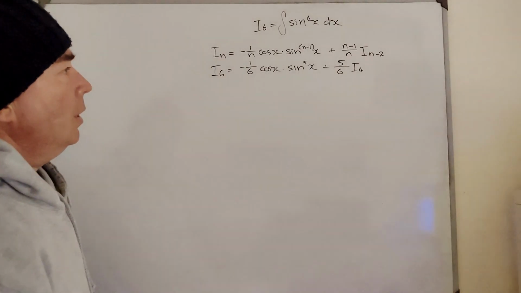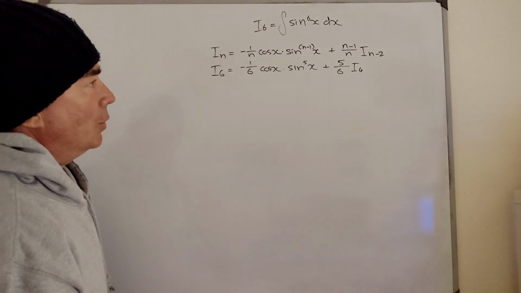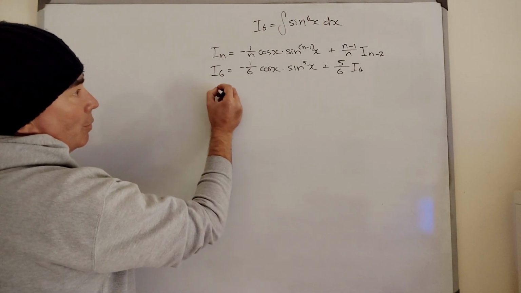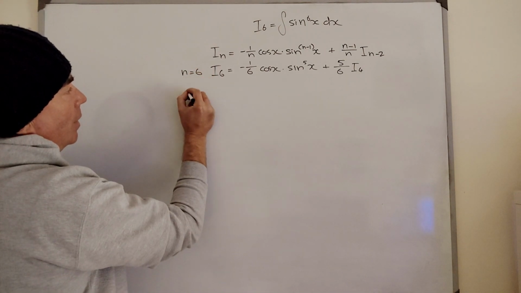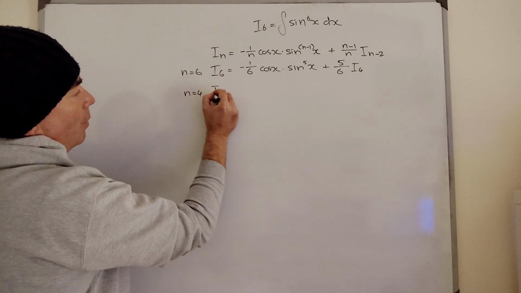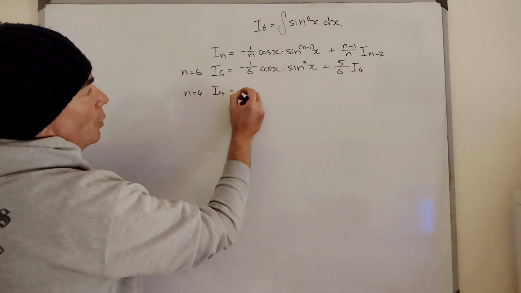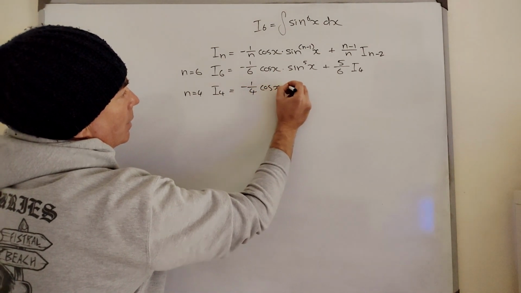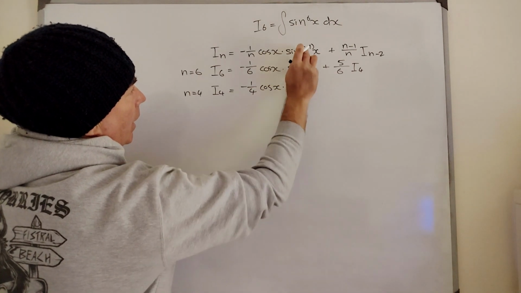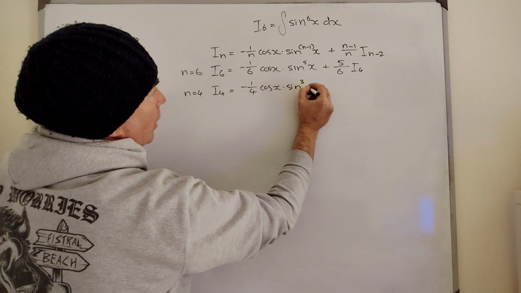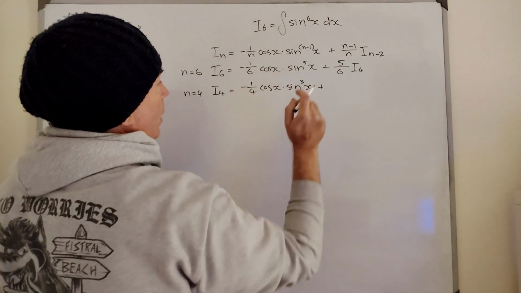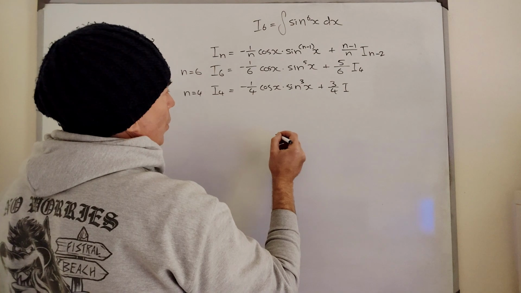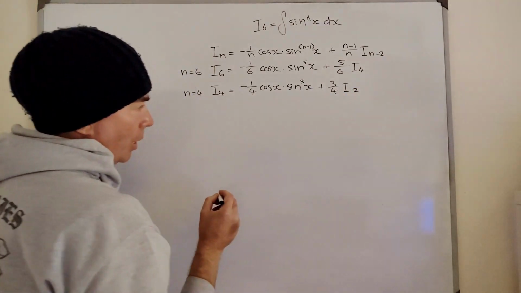I4. So you'll notice we've now got a reliance on the 4th power integral of sine x, but we can once again use a reduction formula. So here we've set n equals 6, now we can set n equals 4. So now we've got I4 is equal to negative 1/4 cos x multiplied by sine to the n minus 1, so that's sine cubed x, plus n minus 1 again, which is 3/4 I n minus 2, so this is I squared, I2.